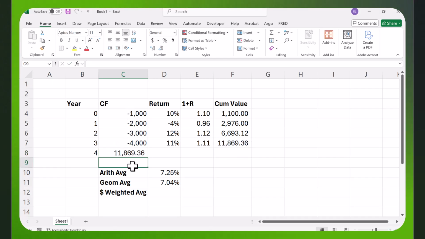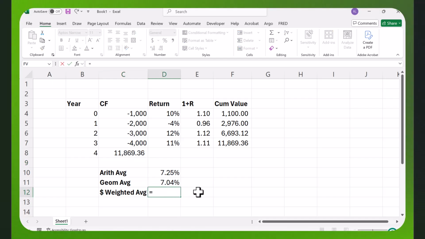So now, how do you calculate the dollar weighted average? Well, this is just going to be an IRR calculation. These are the cash outflows. This is the cash inflow. And let's see what we get here. We're going to use the IRR function. We're just going to highlight everything here, and let me expand the decimal places a couple places. And we get 8.75%.